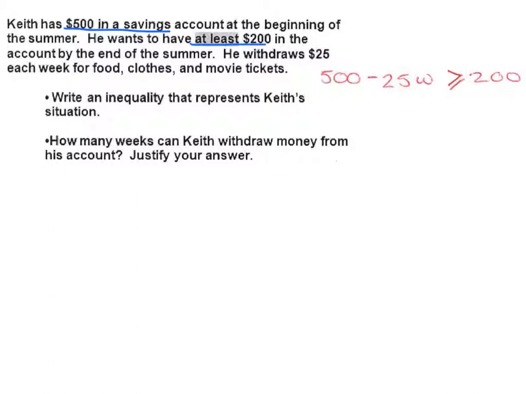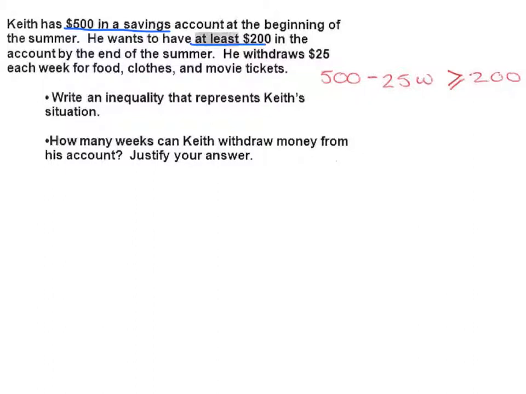We know that Keith wants at least $200. So whatever we do here, it has to be greater than or equal to 200 because you can't go below $200. We know that his starting balance is 500, and every week he takes $25 out. So there's your number of weeks right there, the W. So from here, we can solve how many weeks Keith can spend $25 but not go under $200 in his account.